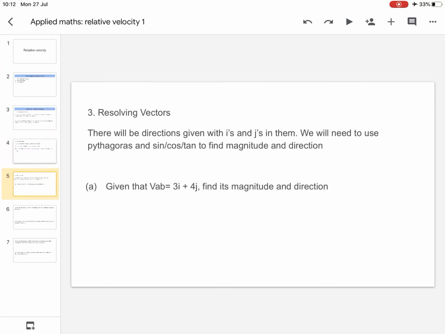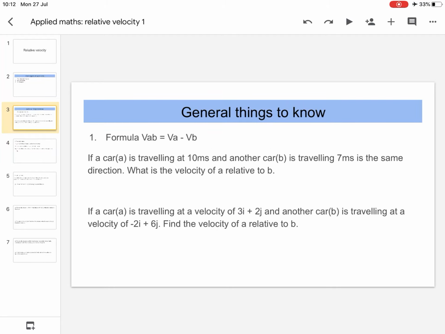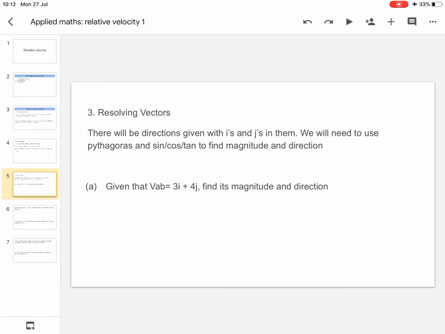Now what happens then is that we need to be able to resolve these vectors, because when we're looking at plus i and plus j, generally what we'll have is something like we had in the previous slide, where we had minus 2i plus 6j or 3i plus 2j. So those questions will bring in i's and j's, but what we're going to do is look at resolving vectors, and then you'll see that being brought into it. So for resolving vectors, there will be directions given and i's and j's in them. We need to be able to use Pythagoras and sine, cos and tan to find magnitude and direction.